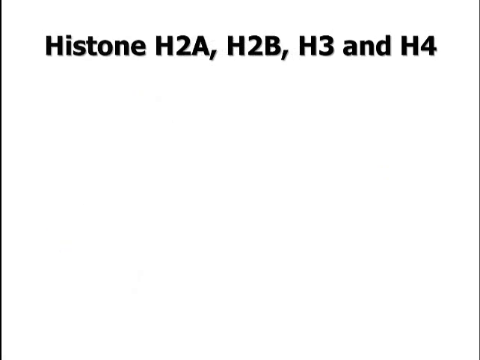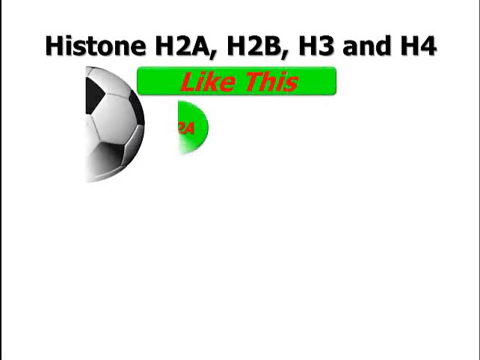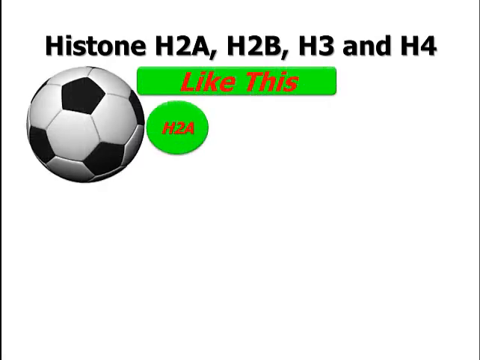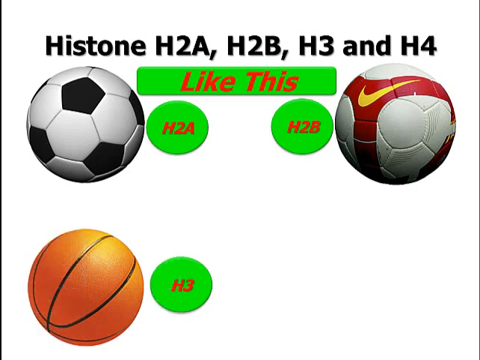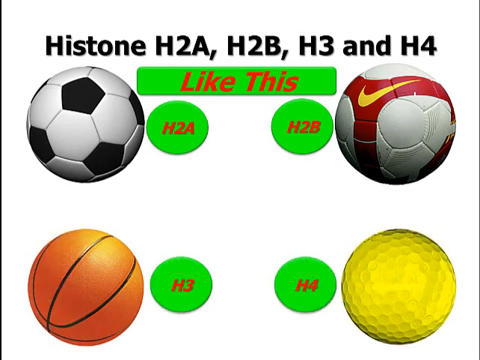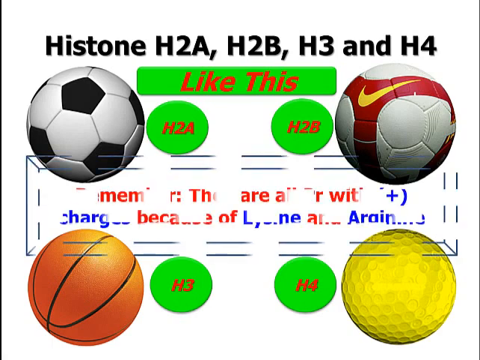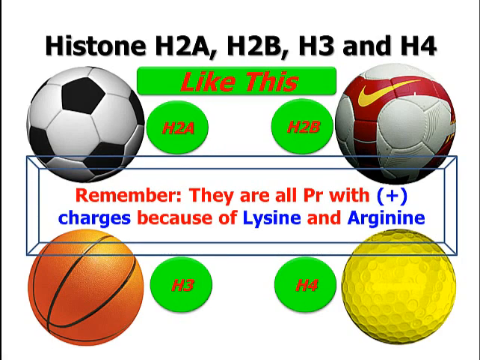Histone H2A, H2B, H3, and H4. Imagine something like this is the H2A protein. And this soccer ball as histone 2B protein. This ball as H3 and this ball as H4. Remember, they are all proteins with positive charges because of lysine and arginine. Let's see how they make the histone octamer.